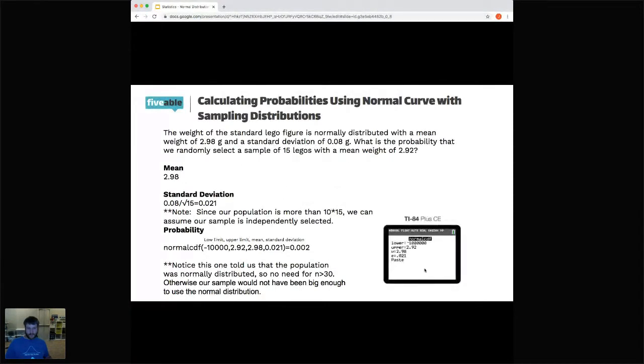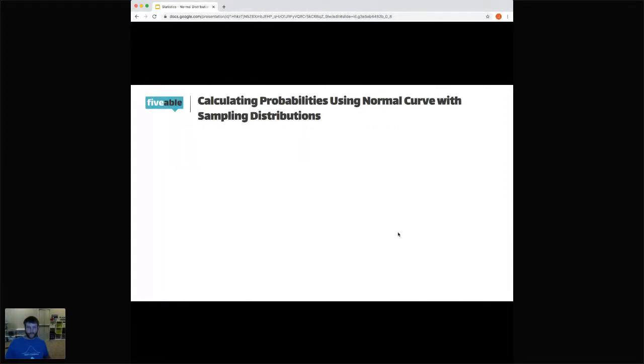All right, and then calculator picture here. You can kind of see what's going on. Okay, let's look at one with proportions.